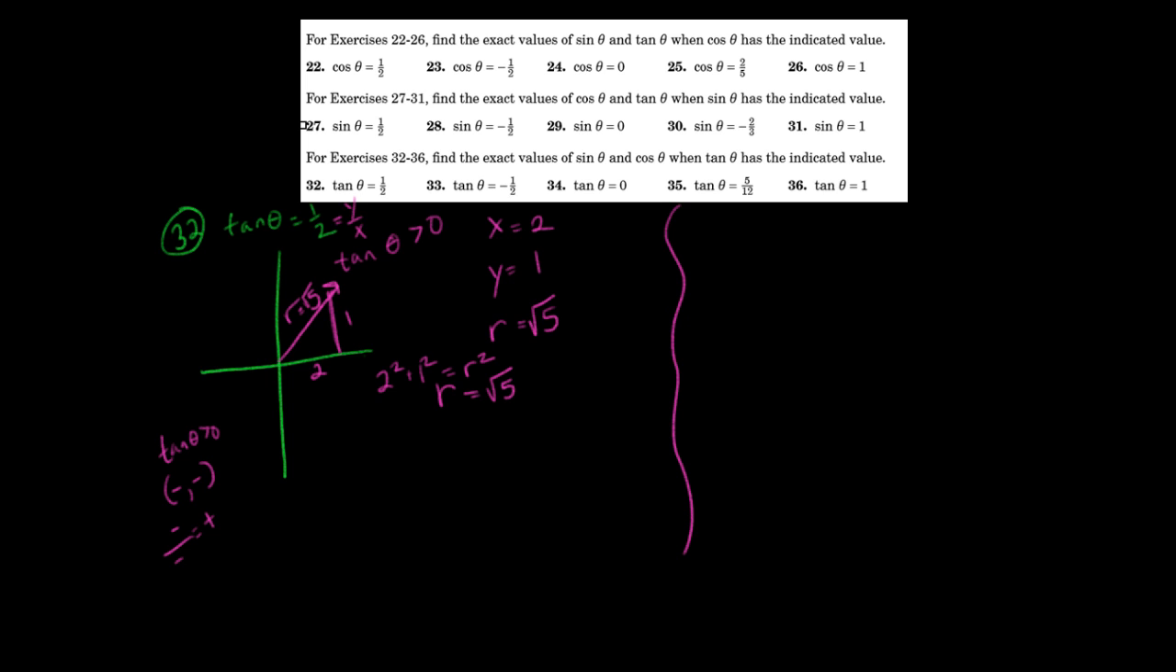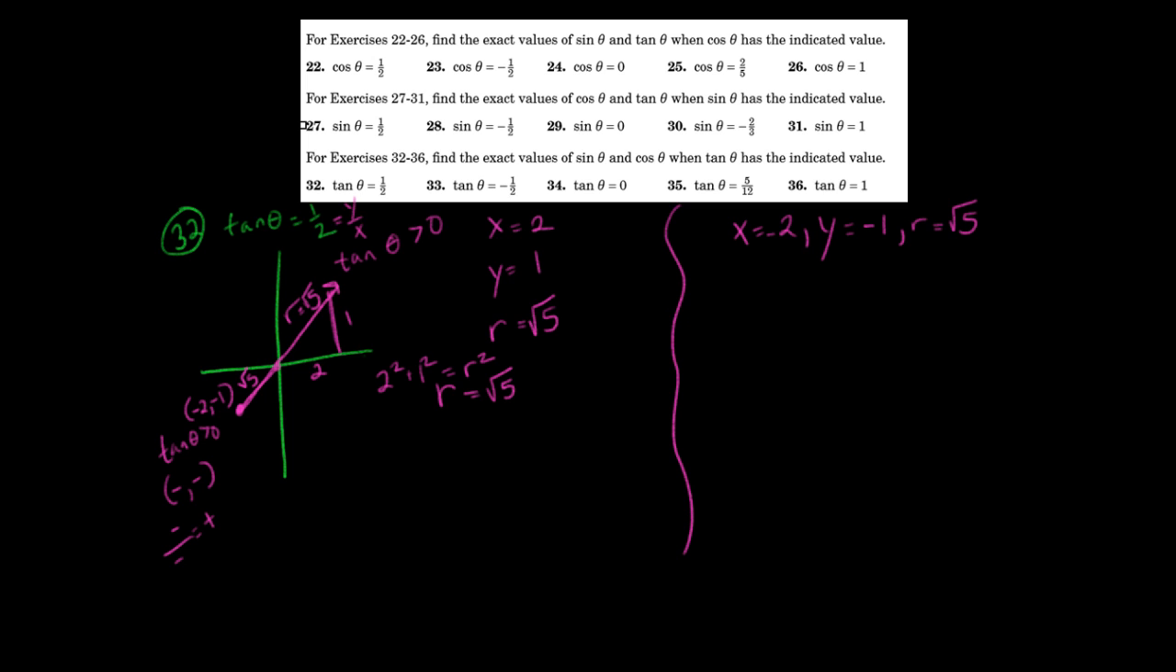Now, in this case, I could also do theta down here. So I could have negative 2, negative 1, and my r would be positive square root of 5, this distance from the origin, remember? So x equals negative 2, y equals negative 1, and r is equal to the square root of 5.